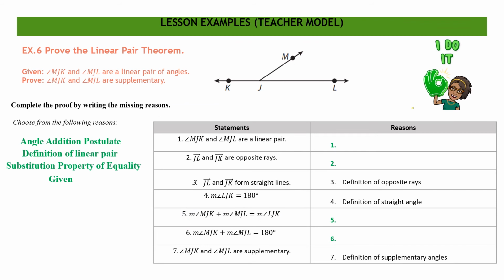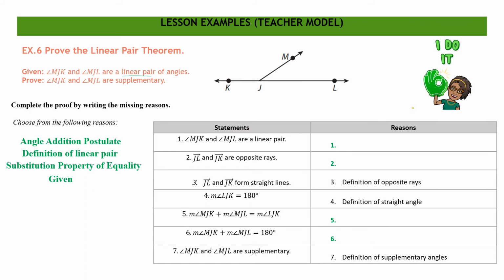Okay guys, we're in our last example, example number 6, where it says to prove the linear pair theorem. So this is another proof that we're going to do, but now dealing with angles. So it says here that the given is angle MJK and angle MJL are linear pair of angles, and we want to prove that these 2 angles are supplementary. So let's just do some background information as far as the vocabulary that's being used in this problem. So what is a linear pair?